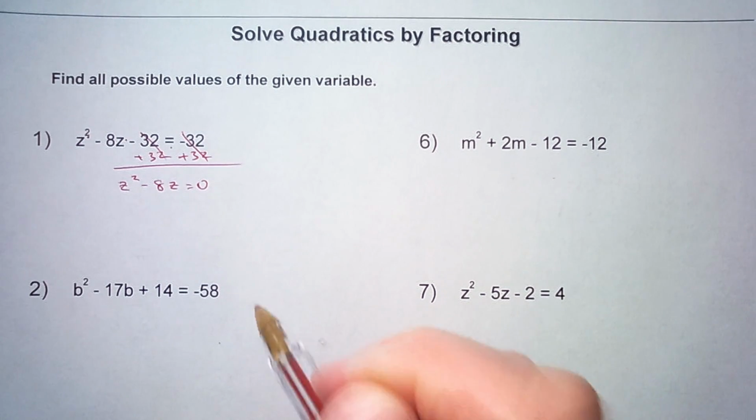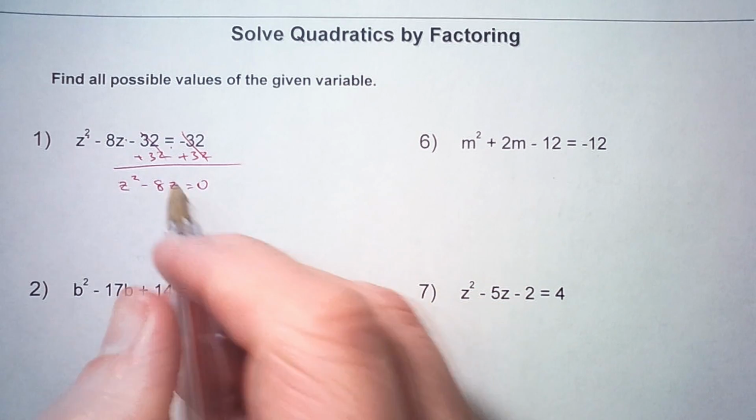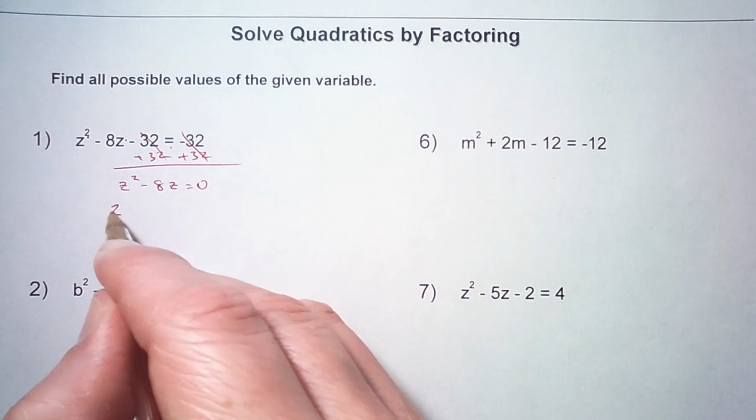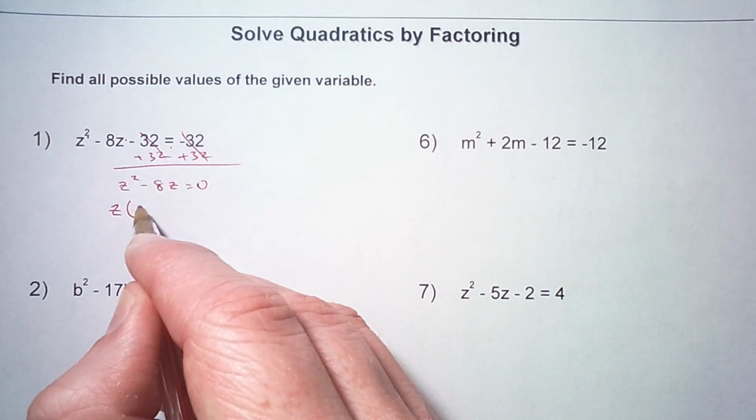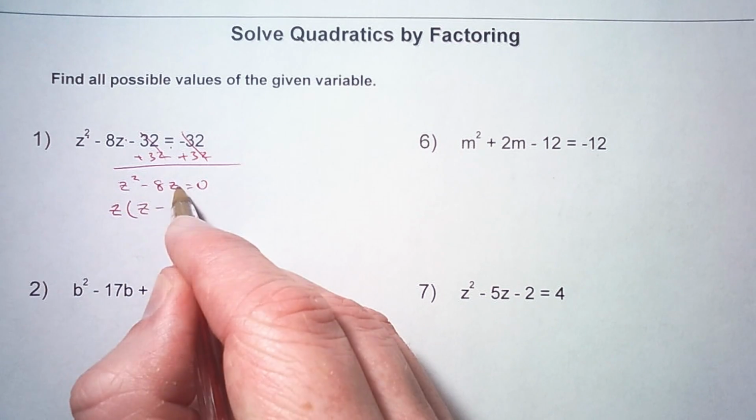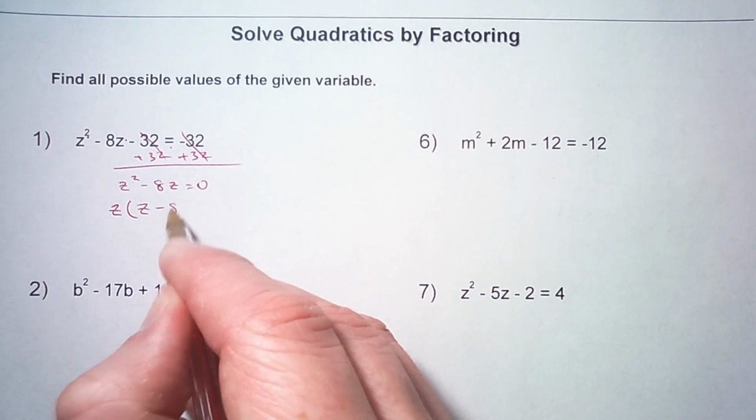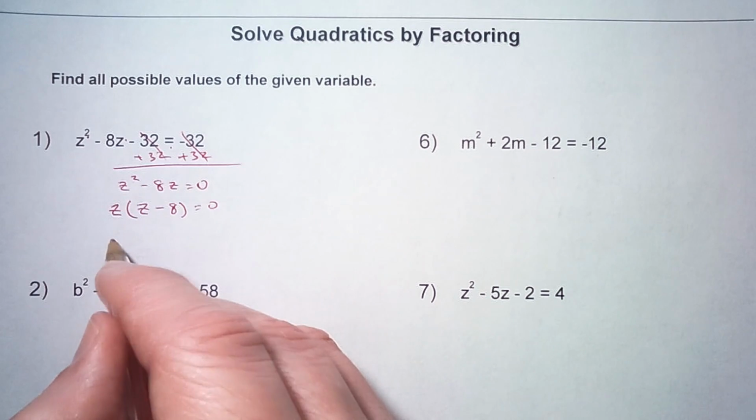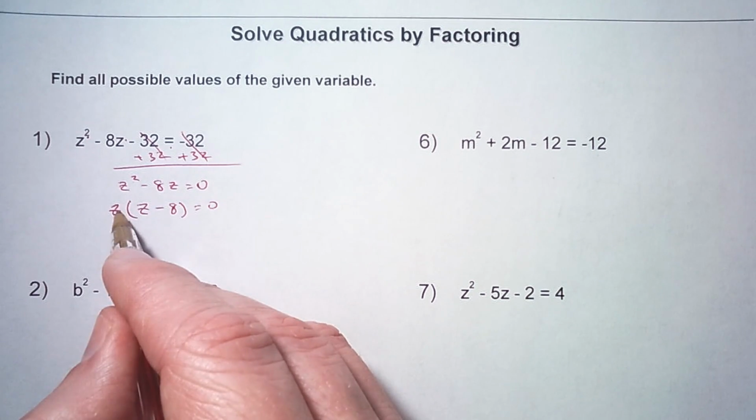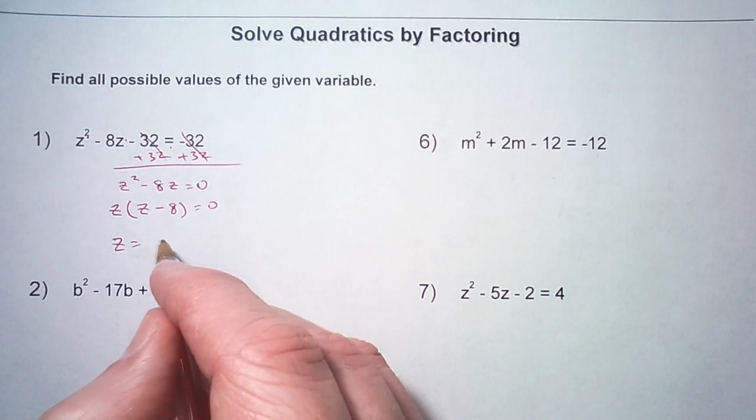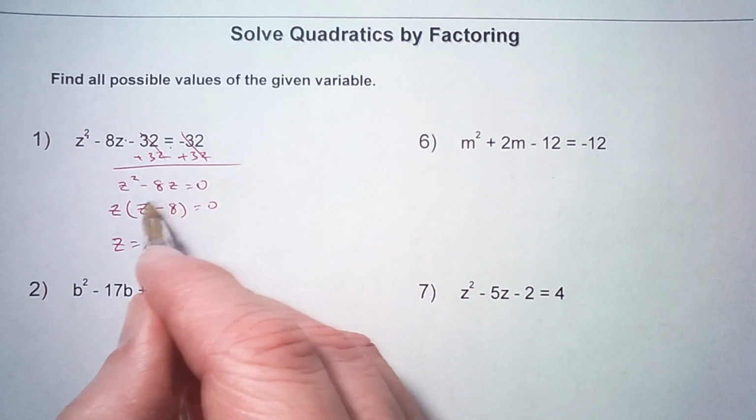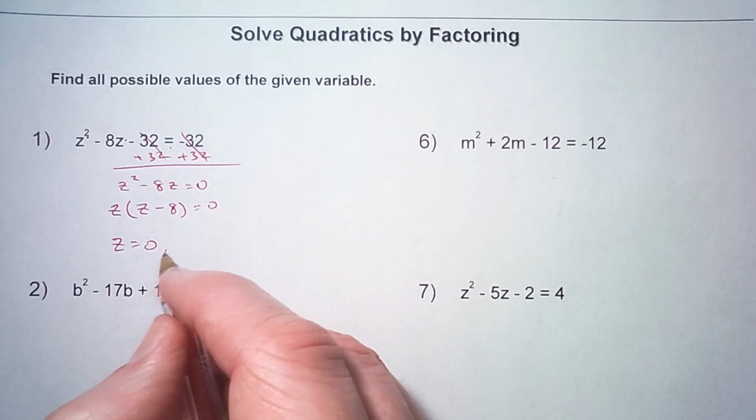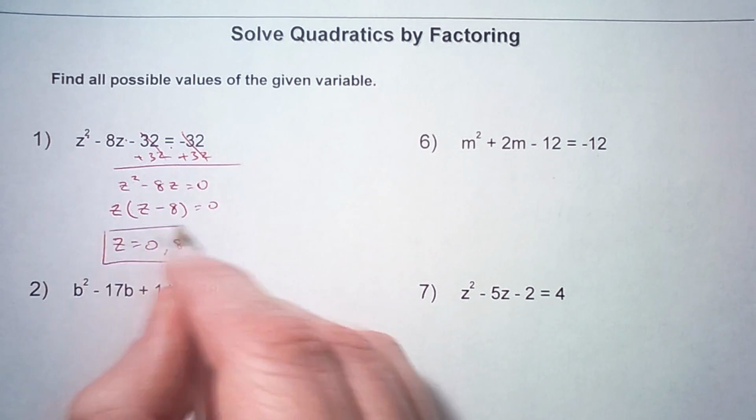And I have a greatest common factor, or a GCF, that I can factor out, and that is z. Z squared divided by z is z. Negative 8z divided by z is negative 8. So I can make this factor 0 by setting z equal to 0. I can make this factor 0 by setting z equal to 8.